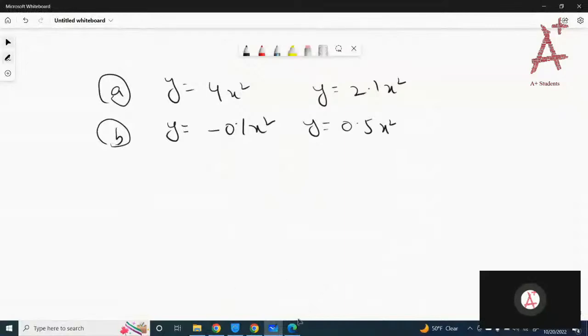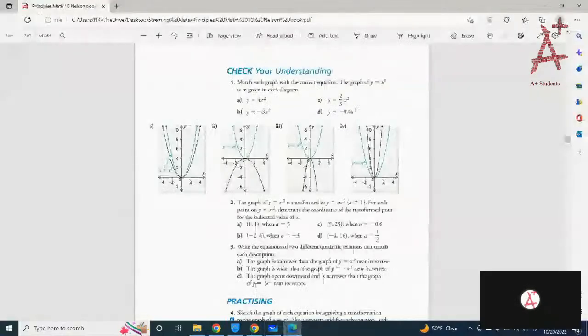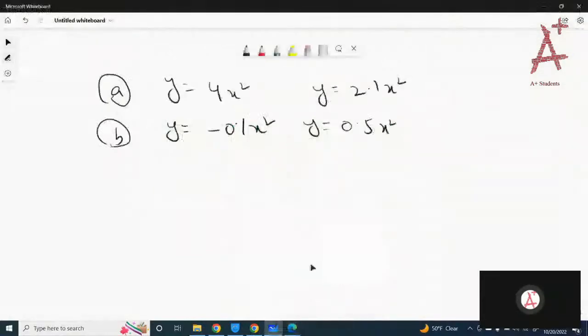Got it? Okay, for the c, the graph opens downward and is narrower than the graph of y equals 3x squared near its vertex. The graph opens downward, that means a is a negative number. So you can write y equals negative 4x squared. Got it? Okay.